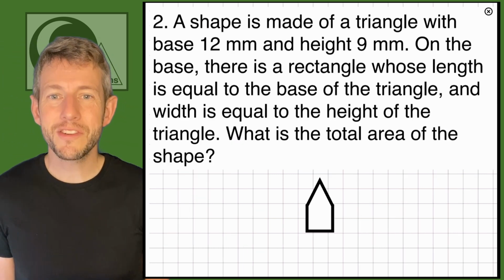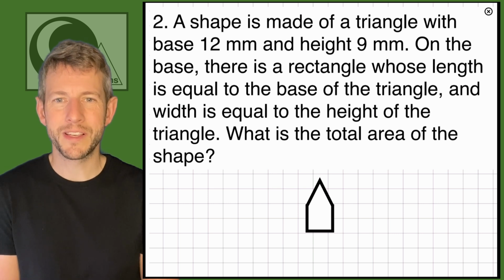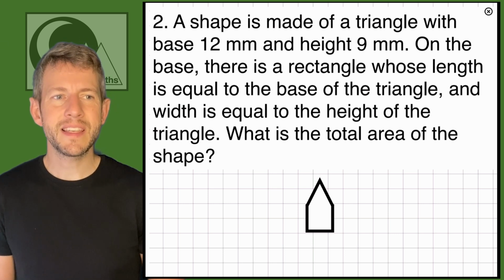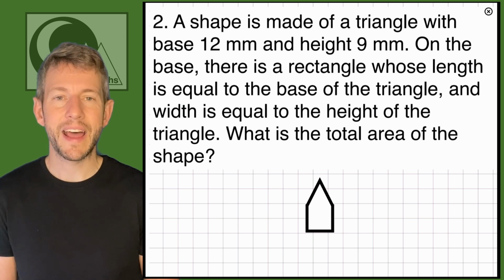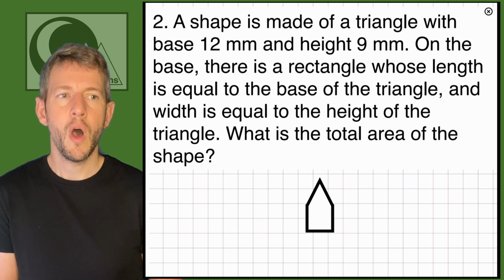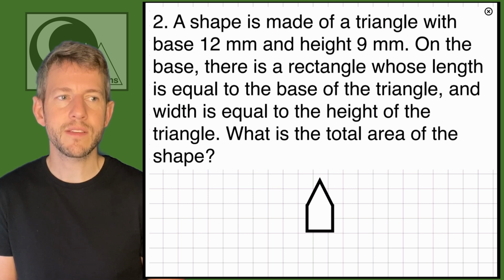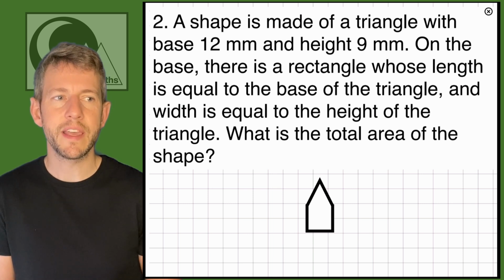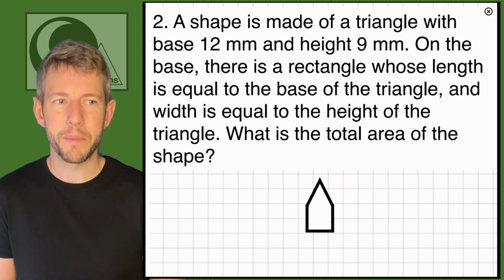In question 2, we've got this shape here that looks like a house. First of all, let me read the question that goes with it. It says, a shape is made of a triangle with a base 12 millimeters and a height of 9 millimeters. On the base, there is a rectangle whose length is equal to the base of the triangle and whose width is equal to the height of the triangle. What is the total area of this shape?